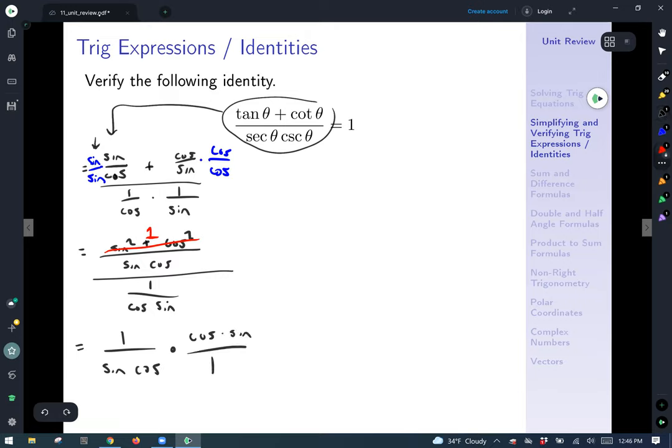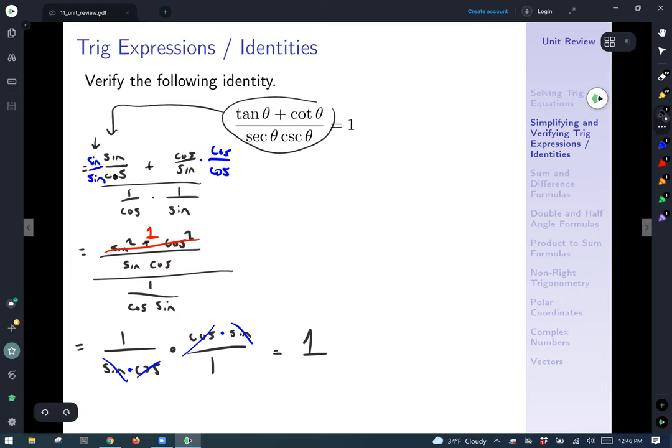And now we can reduce away those factors because they're being multiplied in between on the bottom. Cosine reduces with cosine, sine reduces with sine. And sure enough, any way you slice that, that's going to give you the one that we wanted.